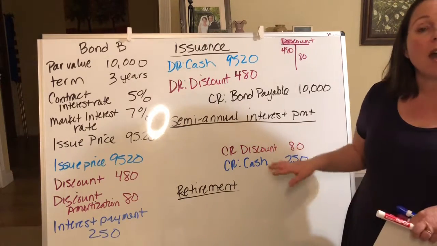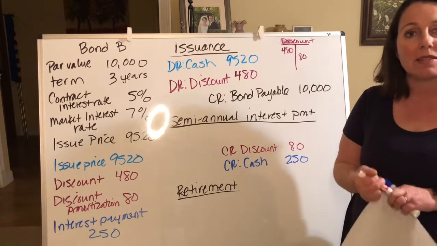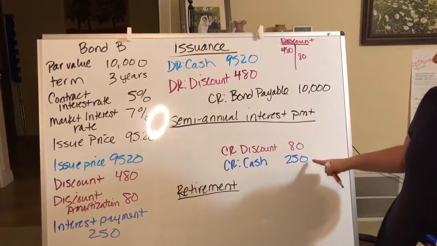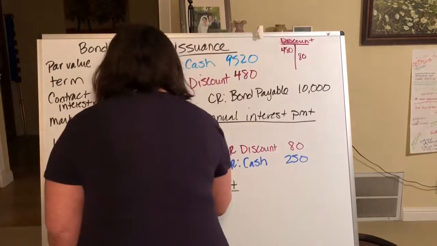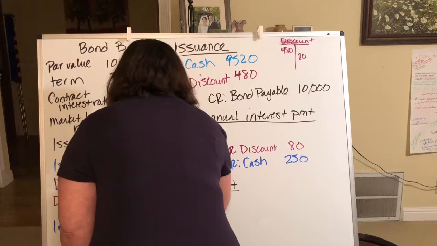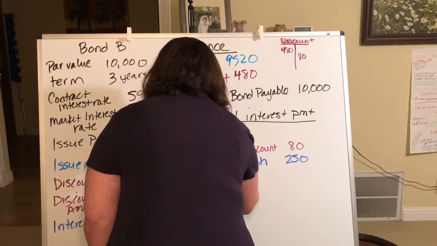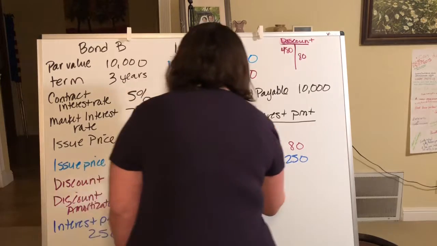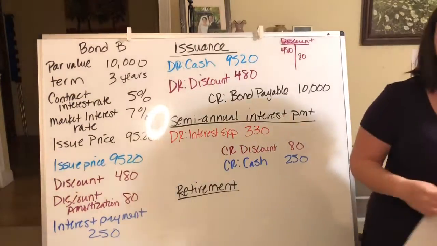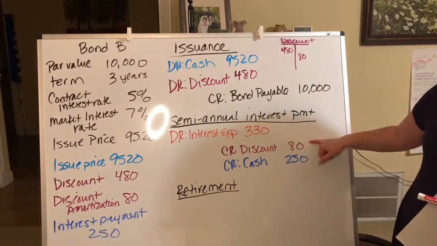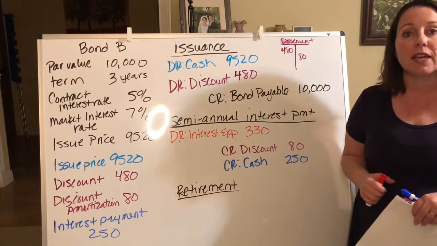The debit that's going to offset these two is going to be my interest expense. So I'm going to debit interest expense for cash plus my discount. And that's going to be $330. My $80 discount amortization, plus the $250 in cash that I pay.